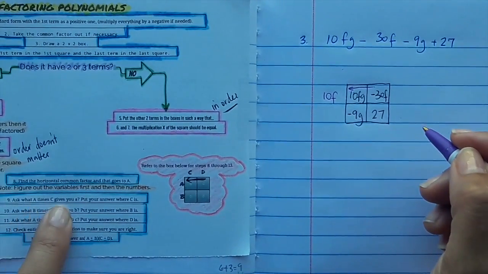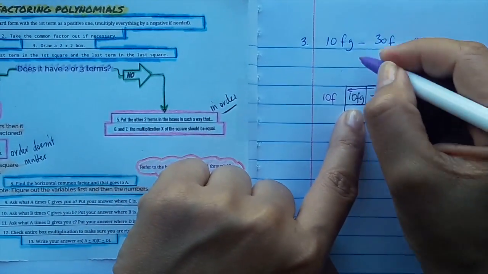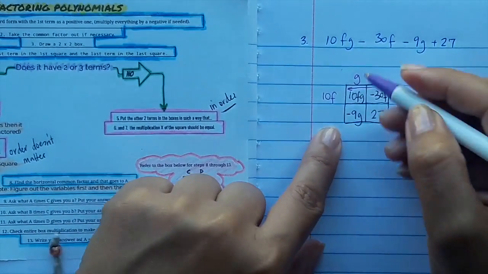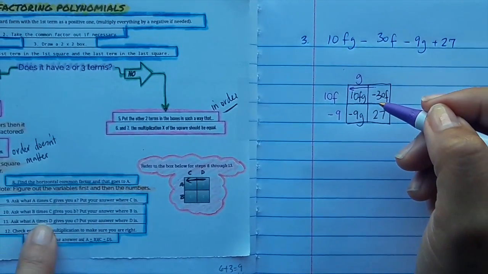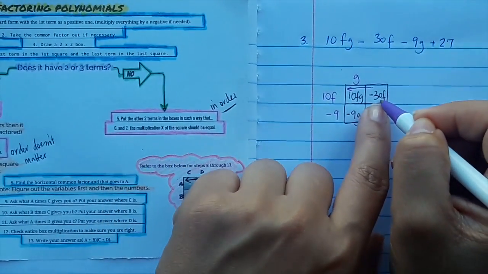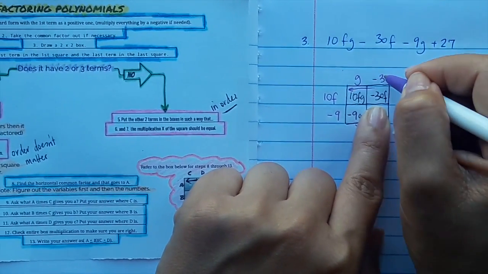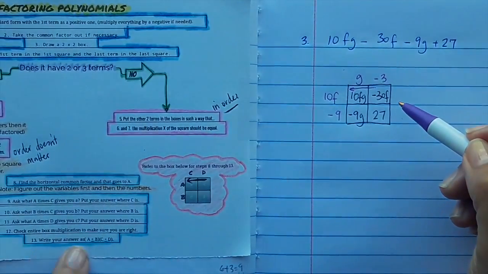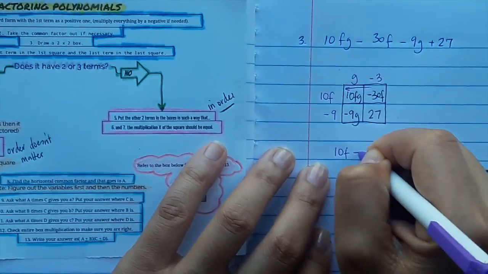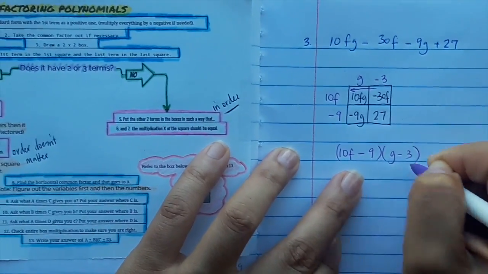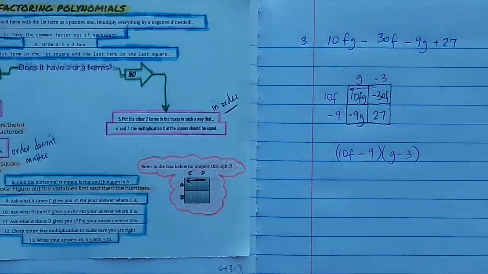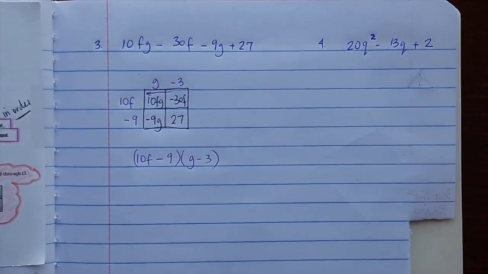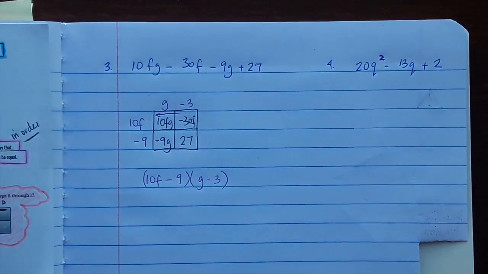Alright, then 10 times something gives you 10FG. So 10 times it has to be G. And then something times G gives you negative 9G. It has to be negative 9. Then 10F times something gives you negative 30F. So that's going to be negative 3. And then use that to check the last box. Negative 9 times negative 3 must give you 27. You've got it. And then the answers are right there outside the box. 10F minus 9 and G minus 3. So it's relatively easy, relatively quick. It just takes the guessing out of it if you're doing it the old way.